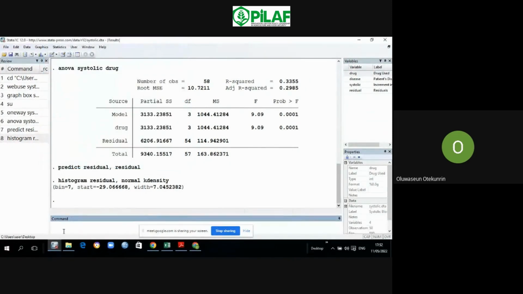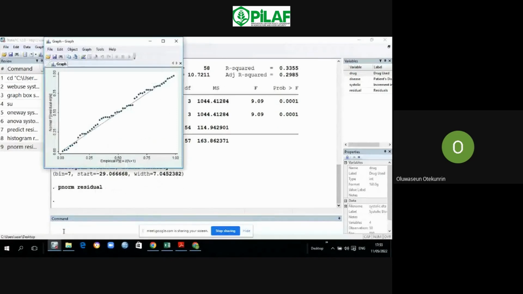The second way is to plot the standardized normal probability plot. So pnorm residual. This is our PP plot. We are examining our residuals now via the standardized normal probability plot. If we want to check this, our focus should be on the center.